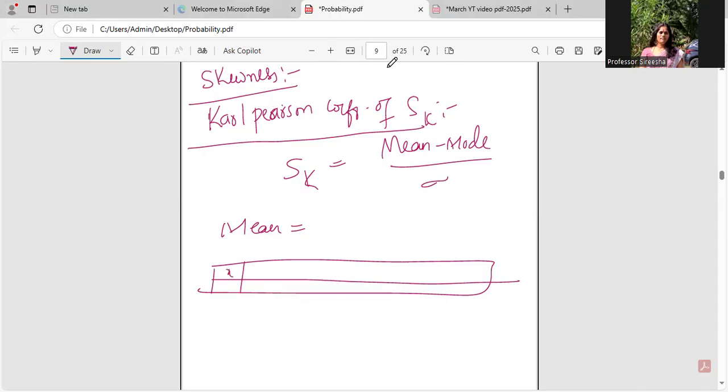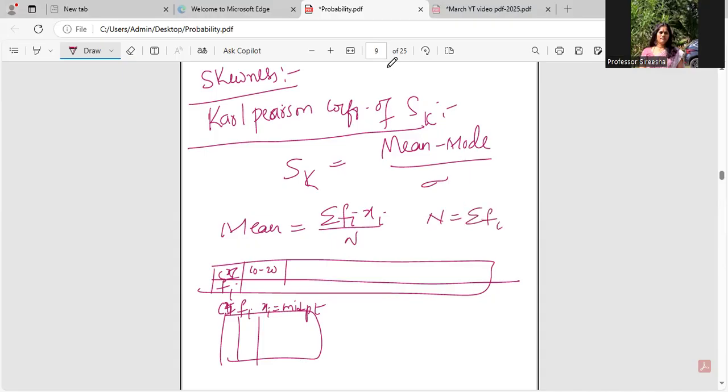I have X values in terms of class intervals like 10 to 20, 20 to 30, and then I also have frequencies. Then I immediately construct another table. I'll have the range, the class interval, and Xi would be the midpoint of the class interval. Accordingly, the formula for mean will be summation Fi Xi by capital N, where capital N is the sum of all the frequencies.